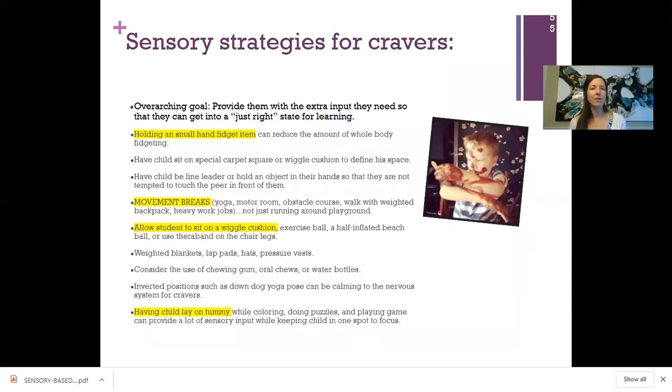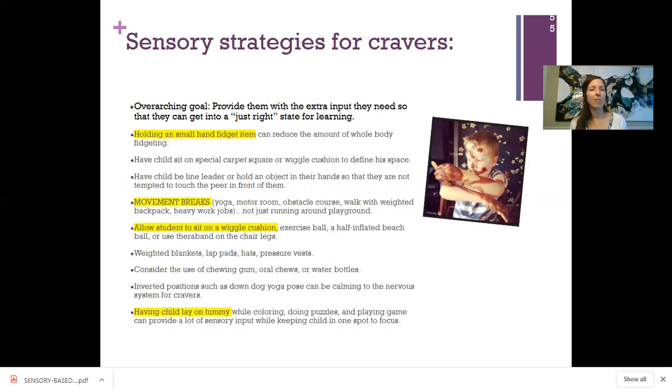Strategies for sensory cravers: your overarching goal is to provide them with extra sensory input so they can get into that just-right state of learning. Holding a small fidget can help, because if you give them something for their hands, it reduces the amount of whole body fidgeting. Sometimes, during circle time, holding a small fidget and sitting on a carpet square or a wiggle cushion helps define their space. A wiggle cushion also gives them a little extra opportunity for movement.